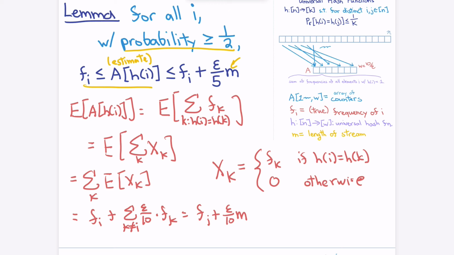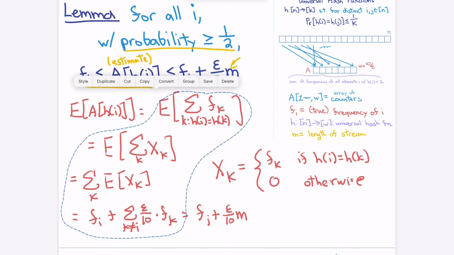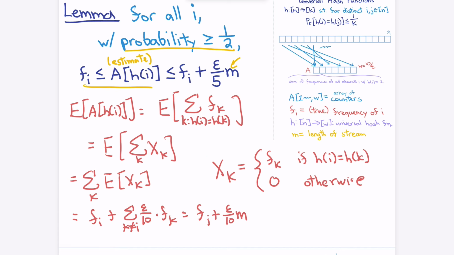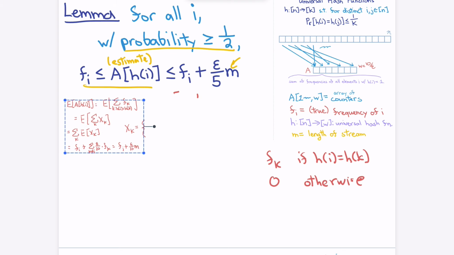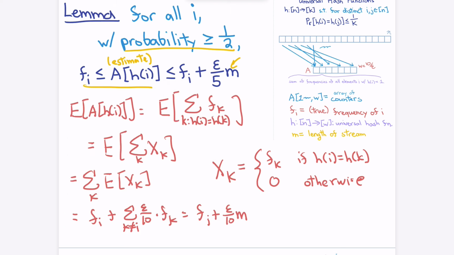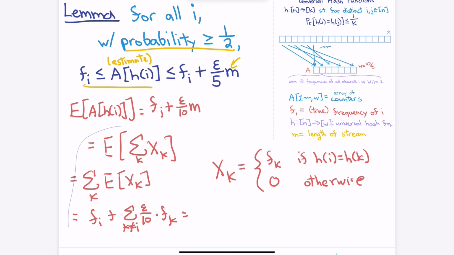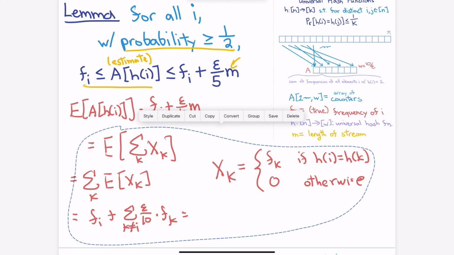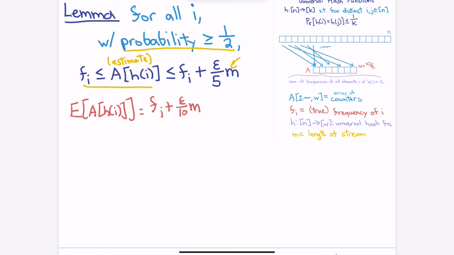So what have we done? I'm going to erase a little bit just to make space. All right, so we know this: in expectation the sum will return what we want, plus epsilon over 10m. I want to argue that with probability at least 1/2, it'll be at most epsilon over 5m.